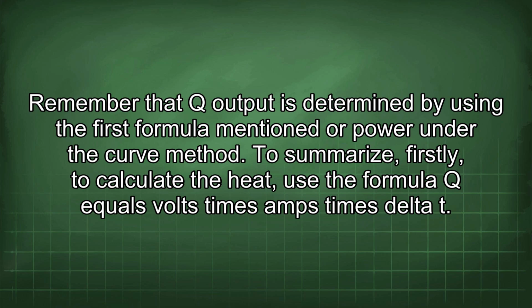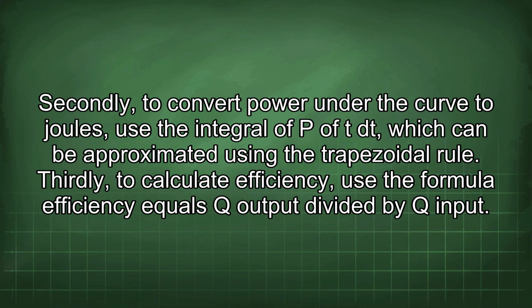To summarize, firstly, to calculate the heat, use the formula Q equals volts times amps times delta T. Secondly, to convert power under the curve to joules, use the integral of P of t dt, which can be approximated using the trapezoidal rule. Thirdly, to calculate efficiency, use the formula efficiency equals Q output divided by Q input.